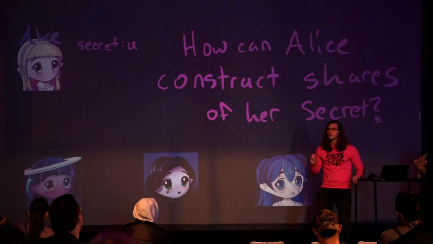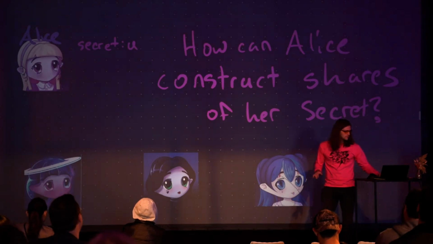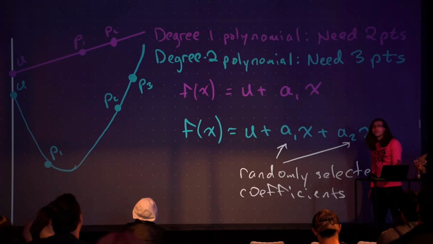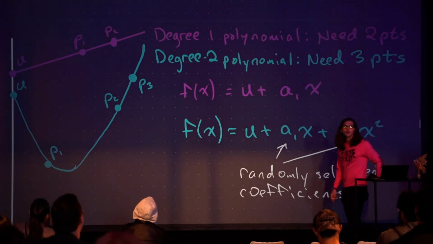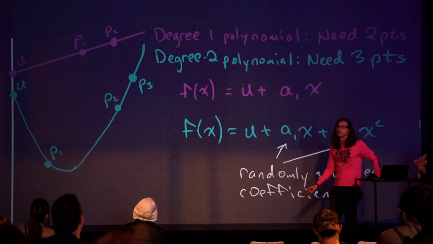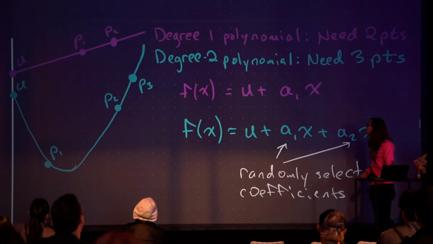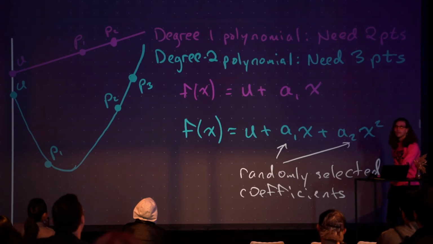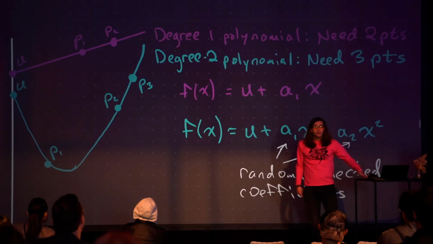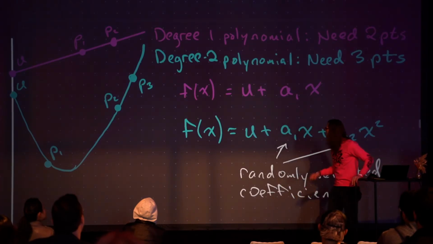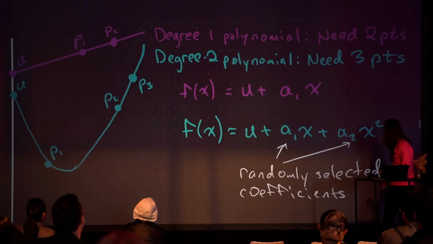if you have a degree 1 polynomial that is a line, you need 2 points to reconstruct the line, any 2 points. If there's a third point, it will also be on the line, but you don't need the third point to reconstruct the line. That's a degree 1 polynomial. It's f of x equals u plus a1x, just some line. And if we have a degree 2 polynomial, we need 3 points. And my voice is going up because the number is going up.